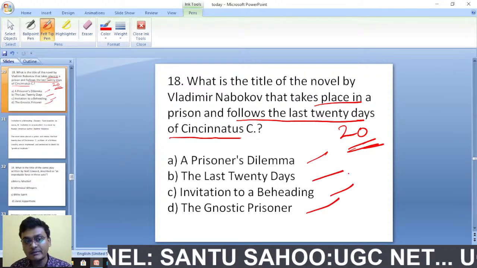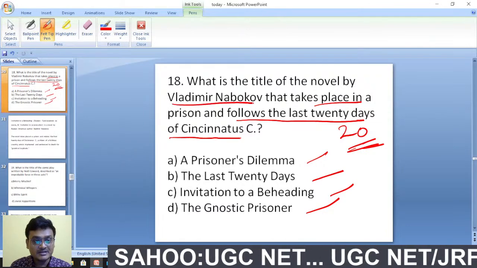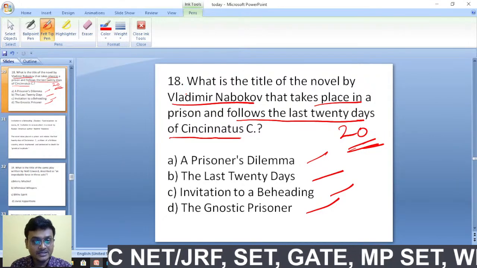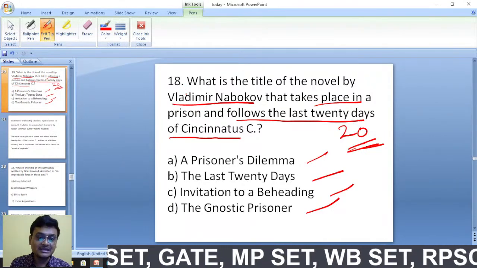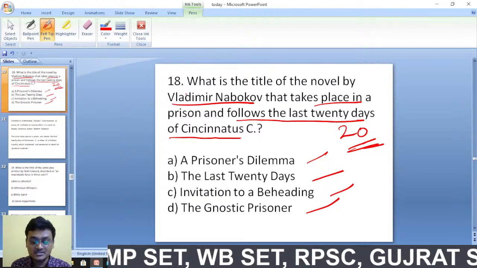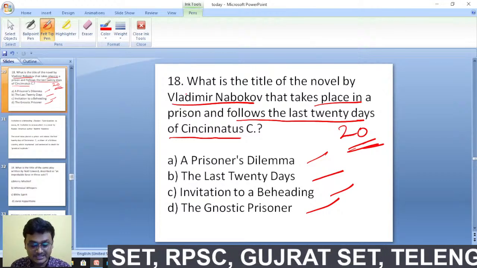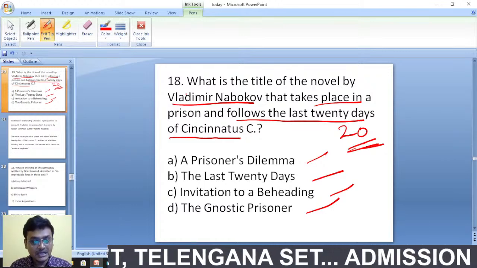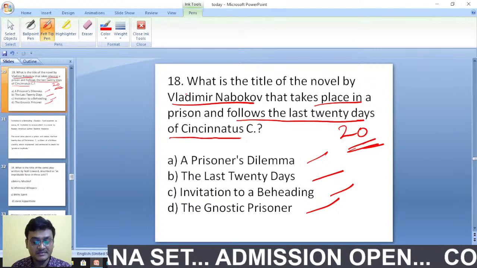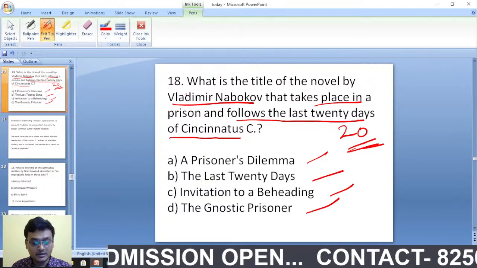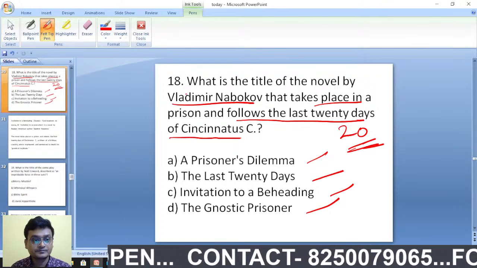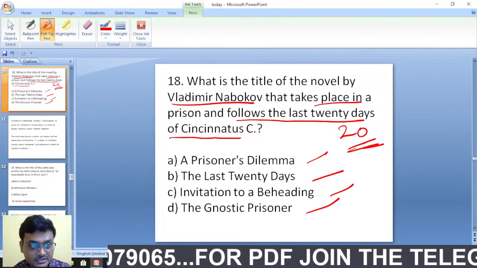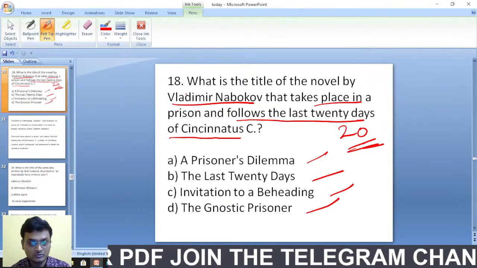What is the title of the novel by Vladimir Nabokov? Vladimir Nabokov is famously known for works like Lolita. Here the novel takes place in a prison. What would be the right answer here?